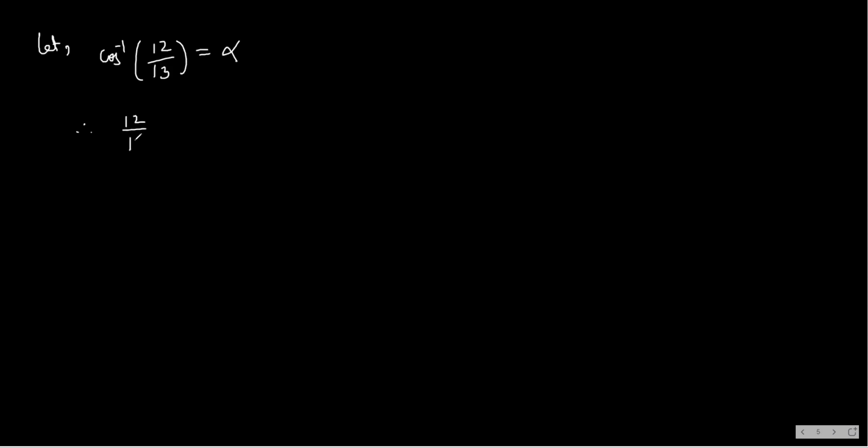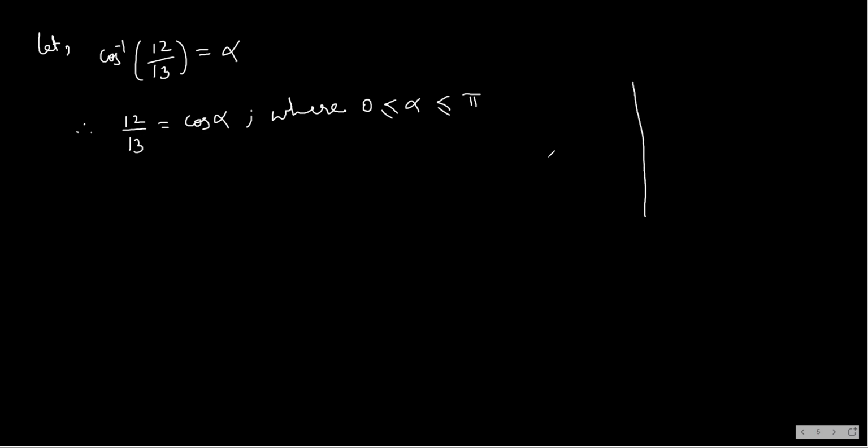Therefore, 12 upon 13 equals cos of alpha, right? Now, once again, whenever you define the cos inverse function, where should this alpha be? The principal value, where alpha is greater than or equal to 0 and less than or equal to pi.